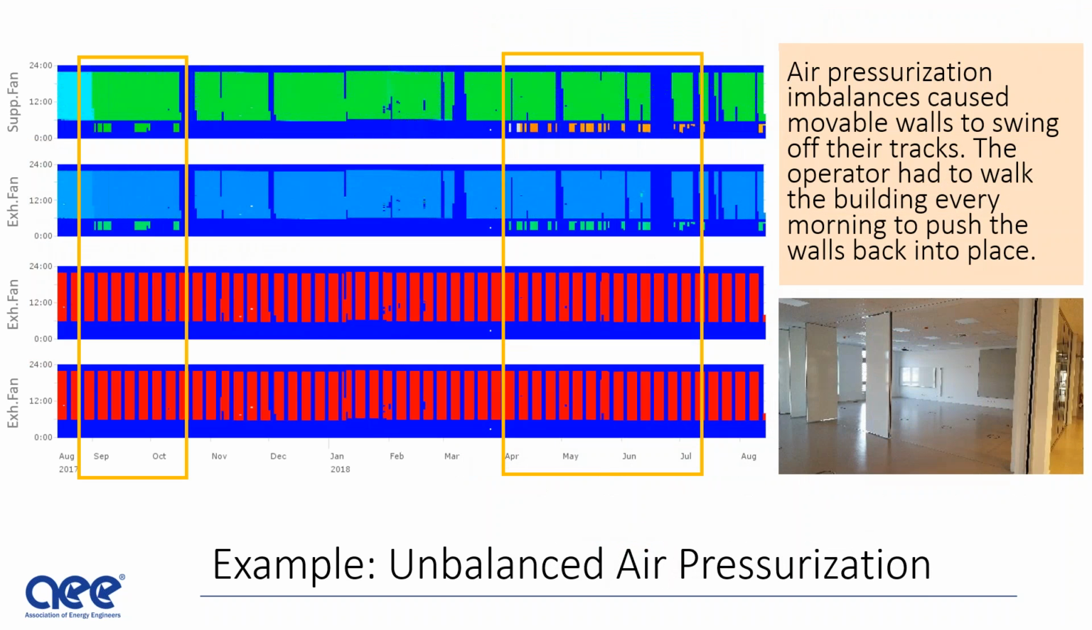Here's another example, and this is also an air handling unit. We have the supply fan pressure, the return fan pressure, and we also have operation of 2 exhaust fans that are serving the same space, the same zones. And this is a particular building that has no cooling system. It's located near Frankfurt, Germany.